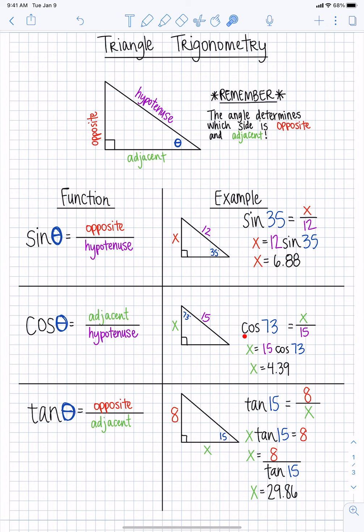So if we use the cosine of 73, cosine of that angle is equal to x, our unknown adjacent side, over 15, which is our new hypotenuse for this triangle. If we multiply both sides by 15, we get x is equal to 15 times the cosine of 73. And if you put that into Desmos, you should get a number that looks like 4.39 for this length right here of this adjacent side.